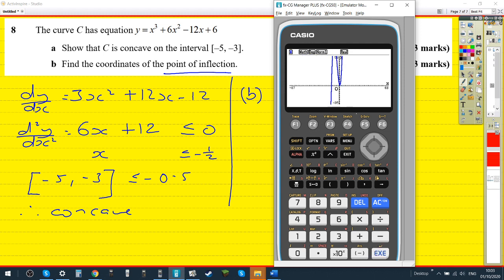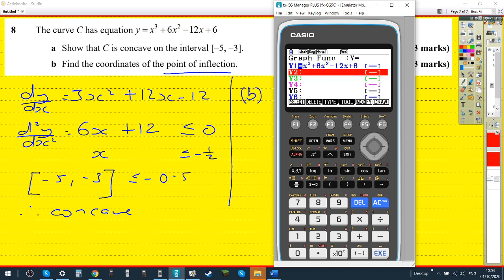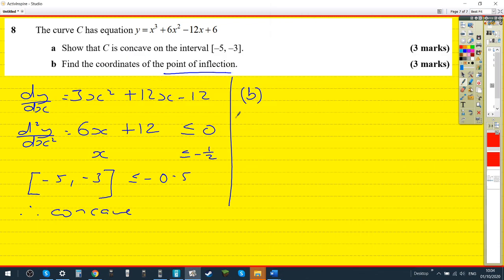Would it be to get the y coordinate? Do I sub in minus a half into y equals? Yep. I've got 107 over 8. 8 minus a half, 107 over 8. Let me see.